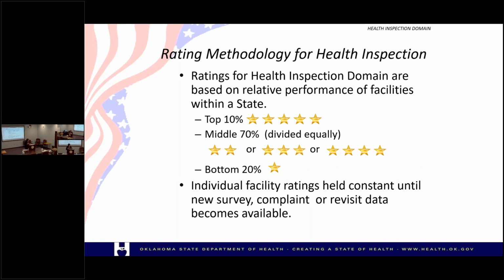So when they're looking at the health inspection rating for the state, they take the top 10%, and the top 10% of the facilities will get a 5-star rating, depending on the top 10% that got the best score. And then the middle 70% is going to be divided equally between your 2 stars, 3 stars, or 4 stars. The bottom 20% that had the lowest scoring is going to get a 1 star.